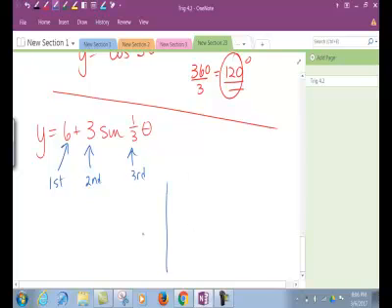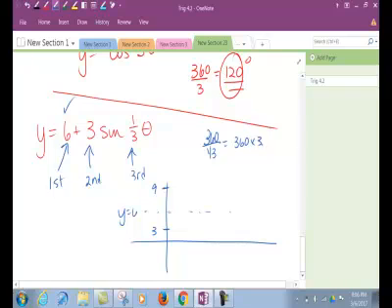Okay, so the 6 means we have a new midline at y equals 6. Okay, check, got that done. The 3 means from 6 we're going to travel up 3 to 9 and down 3 to 3. So that will be our highest y value and our lowest value. The 1/3, when we take 360 and divide by 1/3, that's the same as 360 times 3, and that turns out to be 1080. And so what we're saying is that this cycle of the sine curve is not going to finish until 1080 degrees.